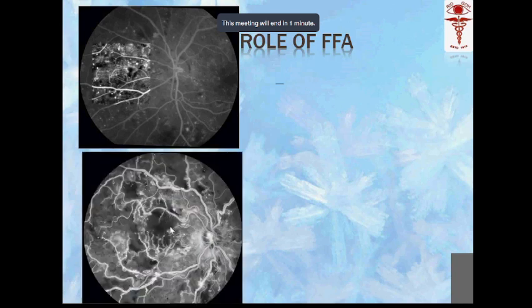So as I already told you, this is the fovea, perifovea and parafovea. See here, only 0.08 is the size, but here there are absolutely no vessels. So this is called the enlargement of the FAZ, the foveal avascular zone.